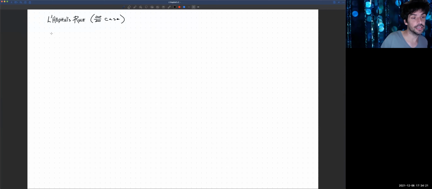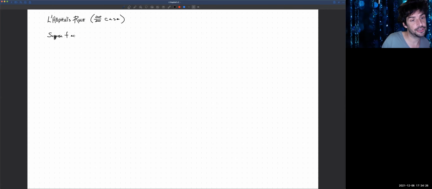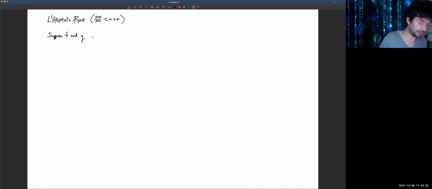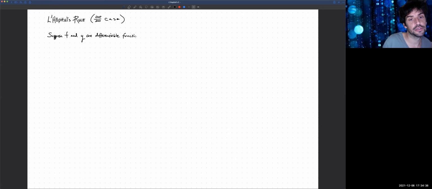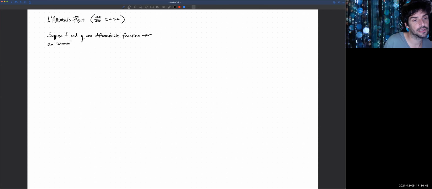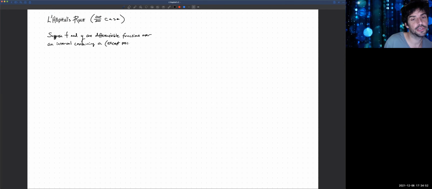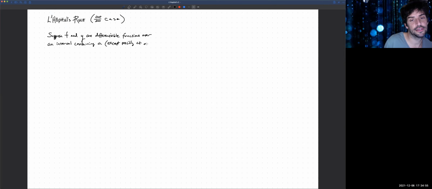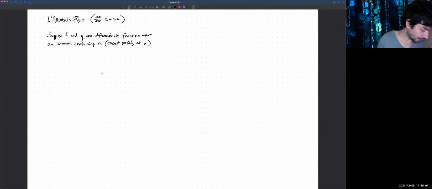So suppose we have functions f and g that are differentiable over an interval containing a. All right, so a is a real number, except possibly at a, right? So maybe a is at a corner or something like that.